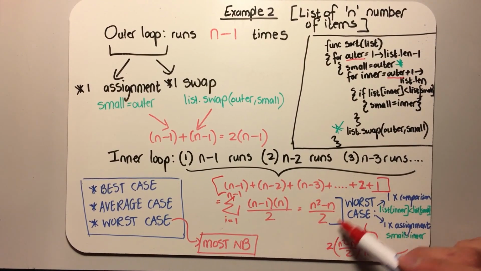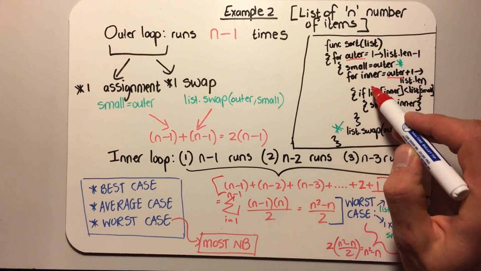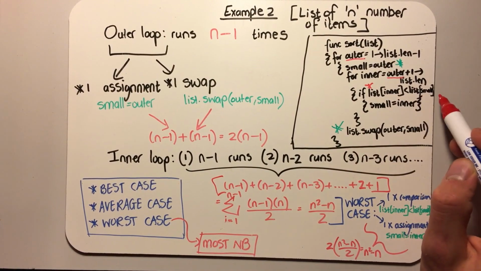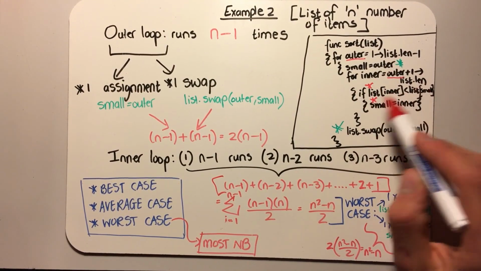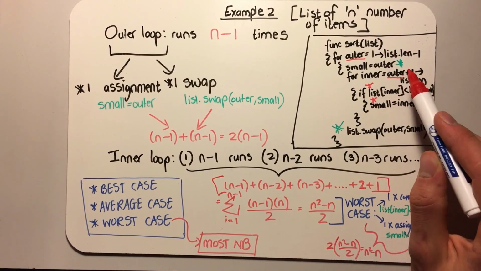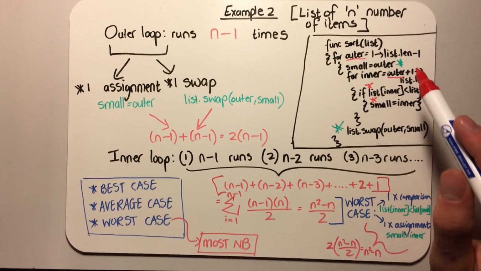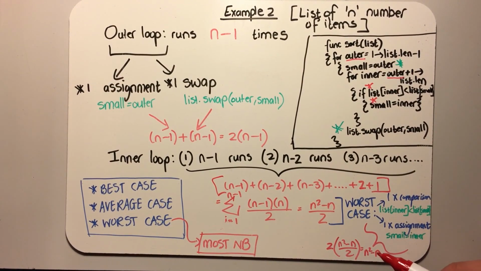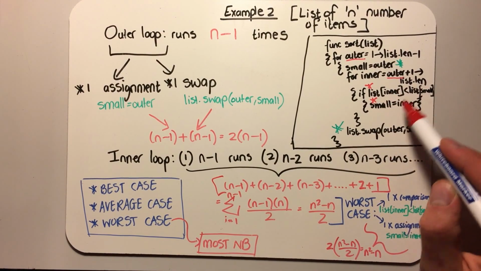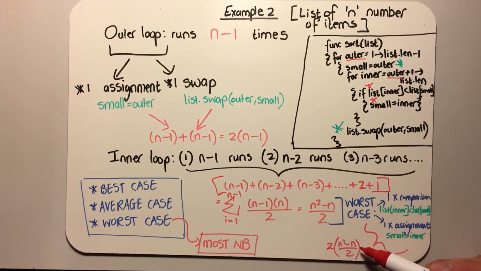So we have this happening over here for list inner less than list small, and for small is assigned inner. All of these are going to happen the number of times that the inner loop is going to happen. And this also considers the fact that the inner loop is inside the outer loop. So we're going to have 2 times, because we have the comparison and the assignment, n squared minus n over 2, which is going to give us n squared minus n.